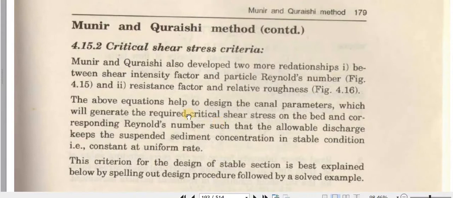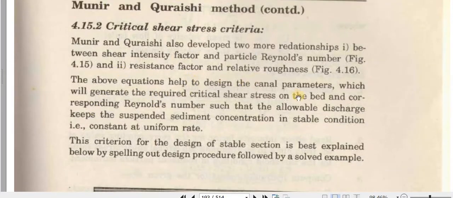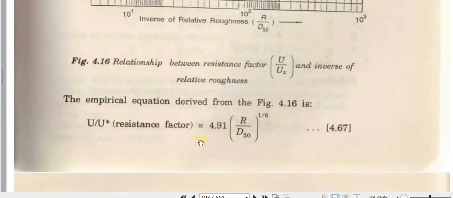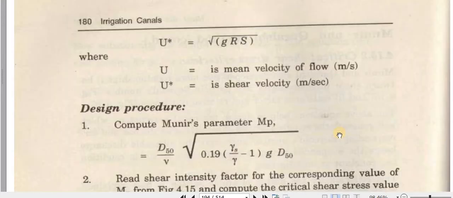Second one is the critical shear stress criteria. Munir and Qureshi also developed two more relationships between shear intensity factor and particle Reynolds number. The above equation helps to design the canal parameters which will generate the required critical shear stress on the bed and corresponding Reynolds number such that allowable discharge will be released into the canal for stable conditions. So we can use this equation, and we can use this equation.